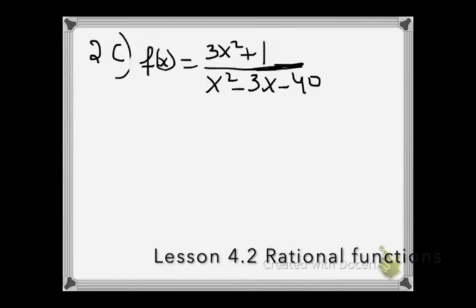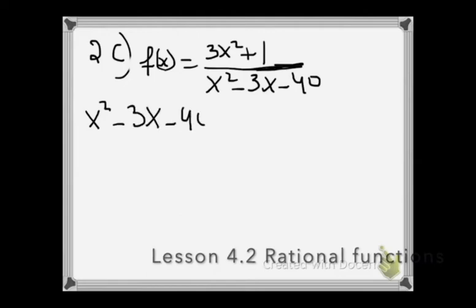So now we move to 2c. f of x equals 3x squared plus 1 over x squared minus 3x minus 40. Again, to find the vertical asymptote, we have to solve the denominator equals to 0, the denominator which is the part down. So x squared minus 3x minus 40 equals to 0. Here I cannot do plus 40, plus 40. Why? Because then I cannot divide the remaining, which are x squared minus 3x.